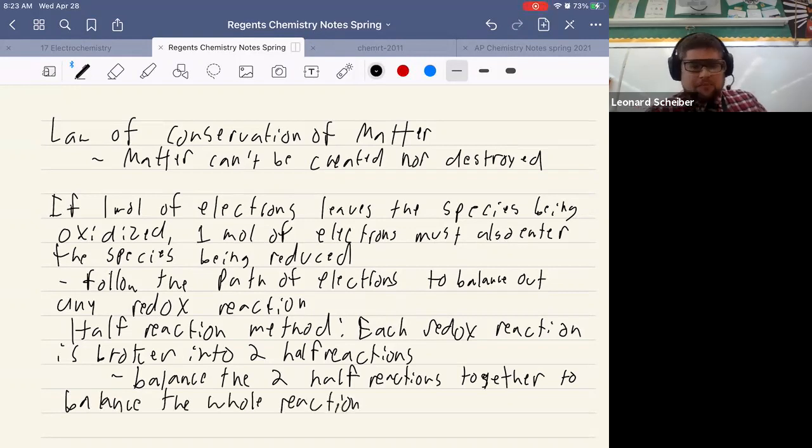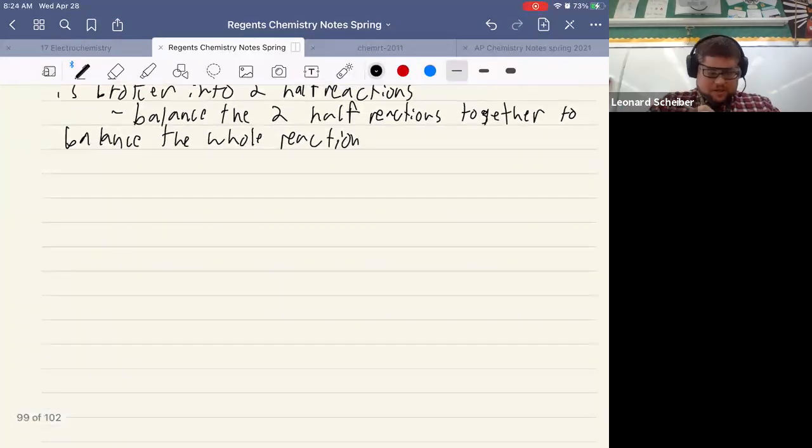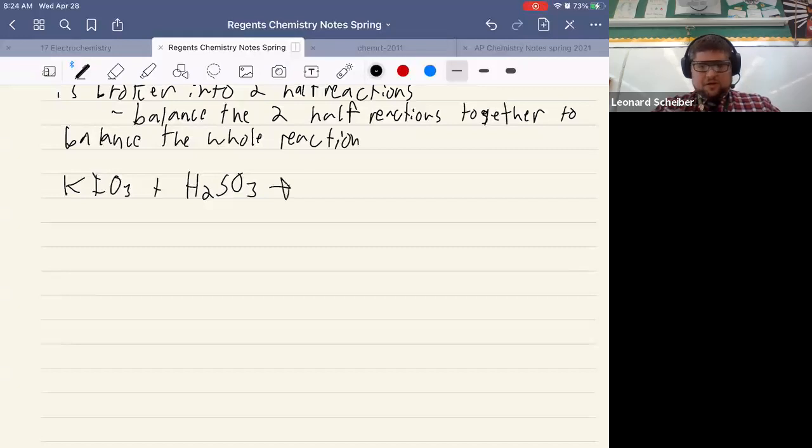Okay, so let's see how this works. Let's look at the reaction of potassium iodate plus sulfurous acid or hydrogen sulfate, leading to potassium iodide plus hydrogen sulfate.